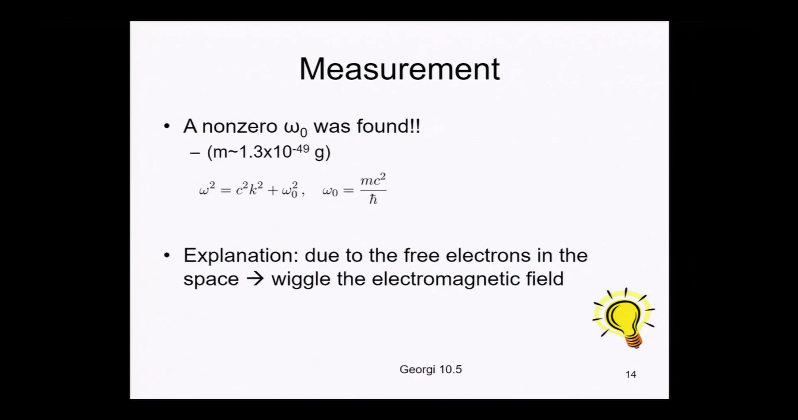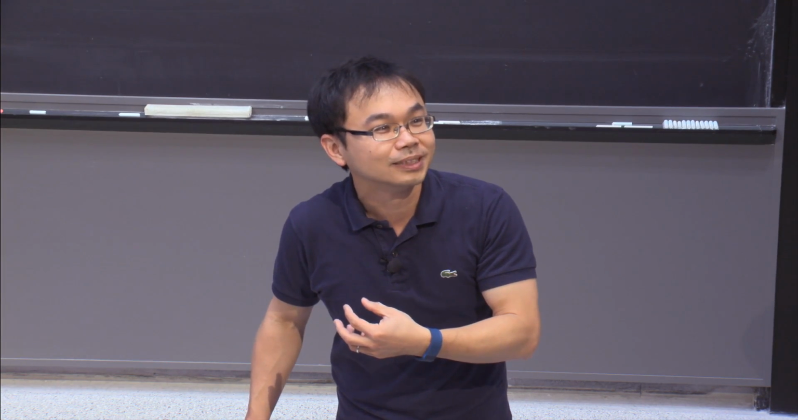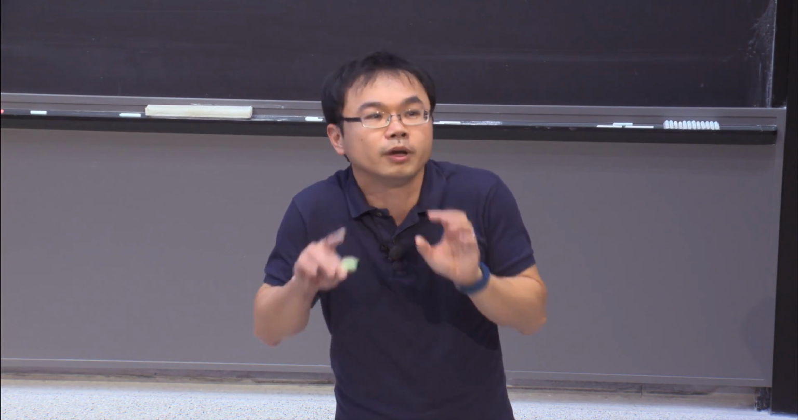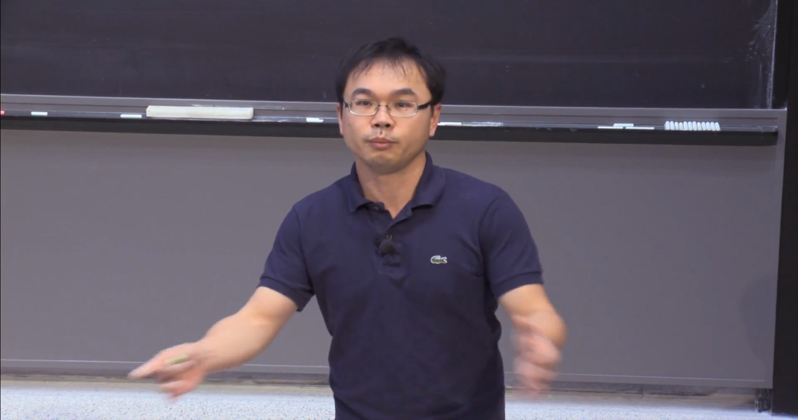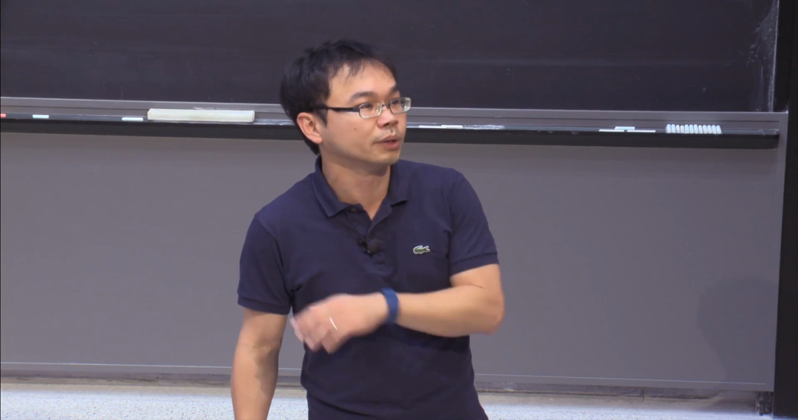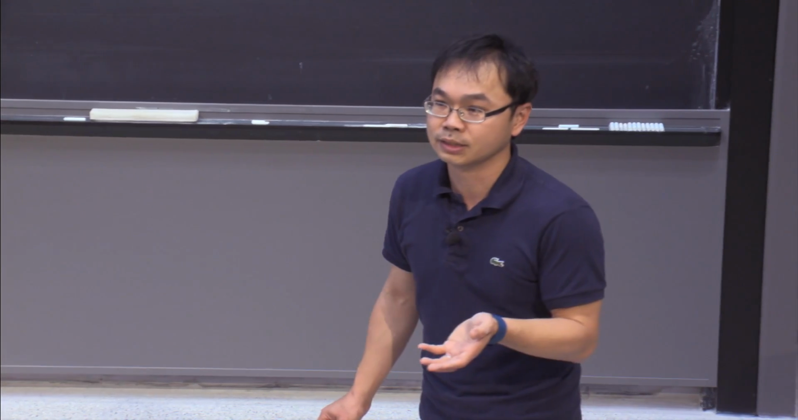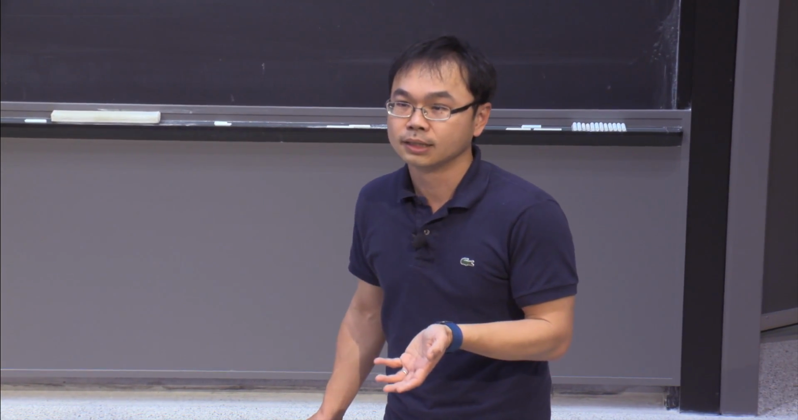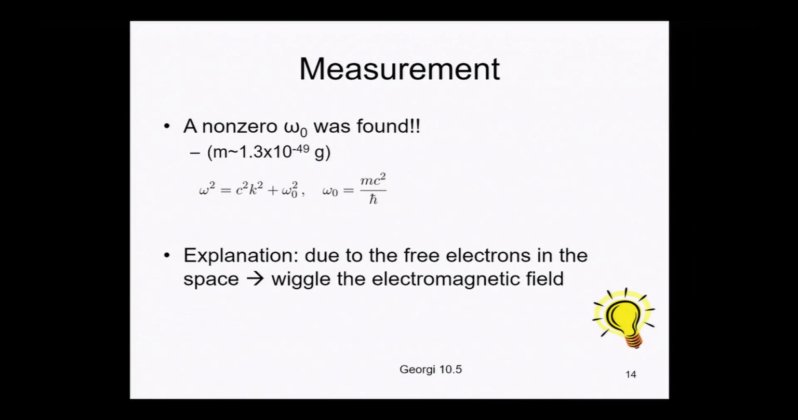The explanation is that the path from the pulsar to the Earth is really not vacuum. There are very dilute free electrons all over the place. And that will change the frequency and the speed of light slightly. Therefore, you see the interesting observed effect.